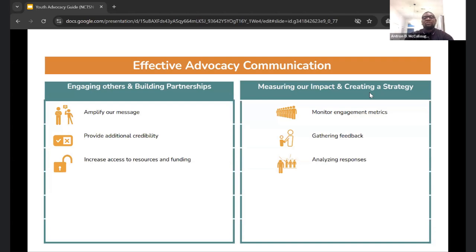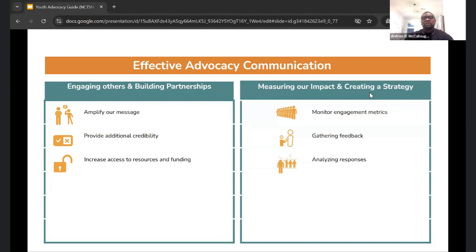But then we want to measure that impact and adapt the strategies as we move forward. So to ensure that effectiveness, we can regularly evaluate our communication strategy by monitoring engagement metrics, such as on social media shares, petitions, signatures, gathering feedback from individuals and audience members, having an ability to analyze the response to different messages and different tactics. Once these things have been completed, we can then adapt our approach based on feedback and results, which will allow us to really refine our strategy for greater impact.